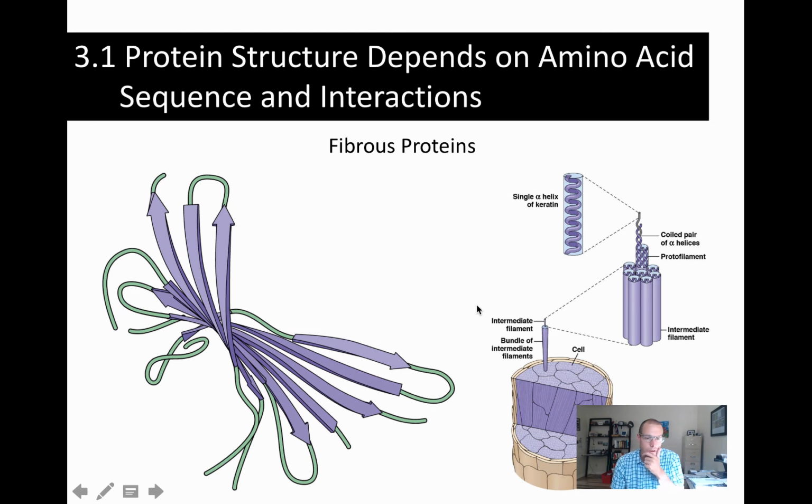So like I started to mention here, we've got two kinds of fully folded proteins in the native conformation: fibrous proteins and then globular proteins. So we'll look at globular proteins in a moment.